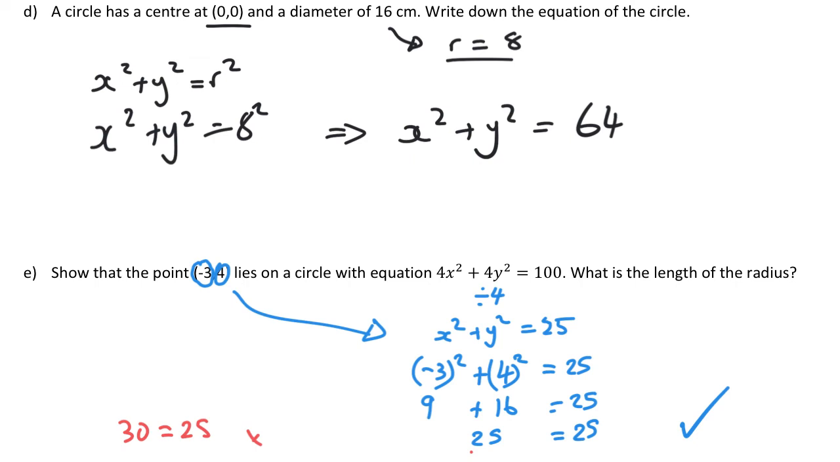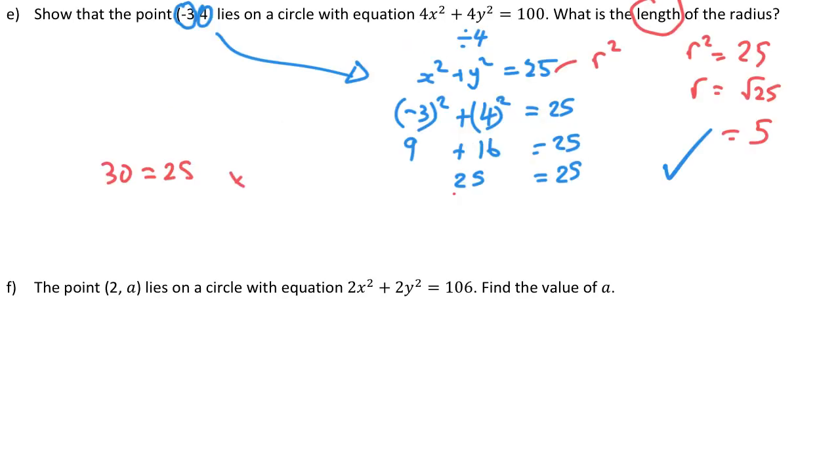The other thing then we were asked to do was find the length of the radius. And in this equation, we've got x squared plus y squared equals 25. The 25 represents r squared. So r squared is 25. R is the square root of 25, which is 5.